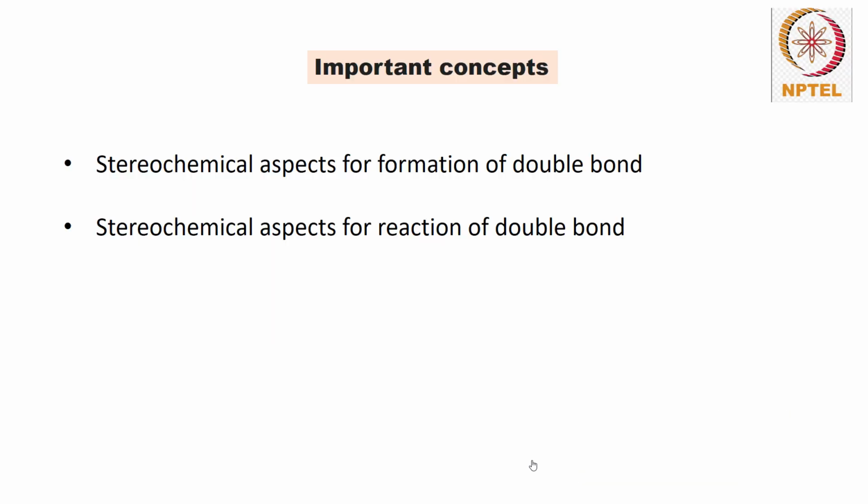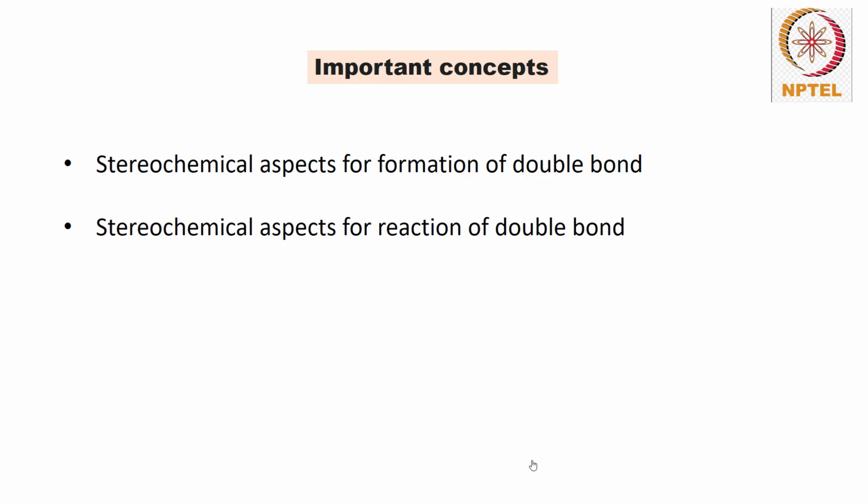In the previous classes I have discussed different types of name reactions which have been included again and again in your assignments, and I have also discussed pericyclic reactions, oxidation-reduction reactions, and many more. You can go and check the slides also, those have been uploaded. So today I will discuss some stereochemical aspects: stereochemical aspects for the formation of a double bond, and also for the reaction of a double bond.